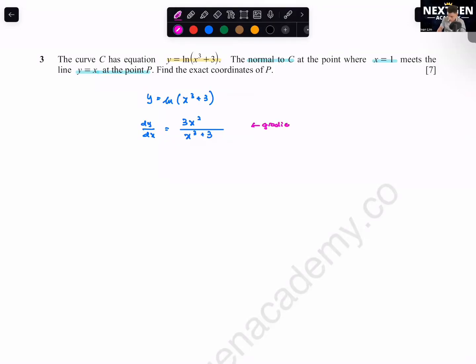The next thing we want to find is our m, x, and y. For me to find the equation of a straight line, I need a point and a gradient, that's all. Sub it in. At x equals 1, what is my gradient? Gradient is 3 times 1 squared over 1 cubed plus 3, which is 3 over 4. Maybe I write at the side here, 3 over 4. The gradient of the normal, I just write it as m normal, will be the negative inverse.